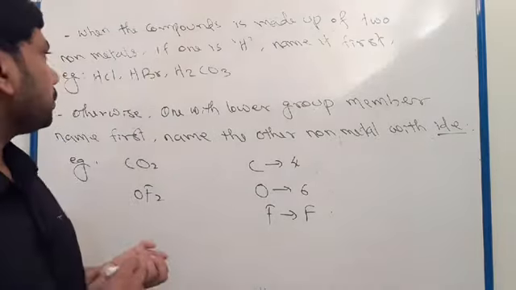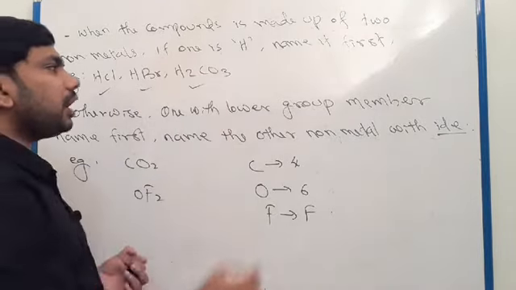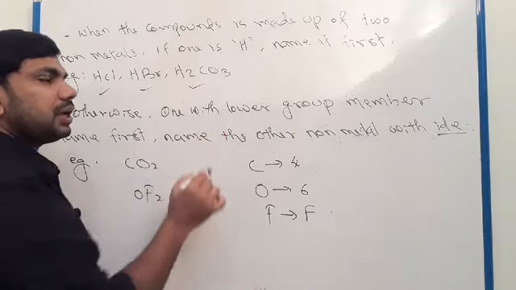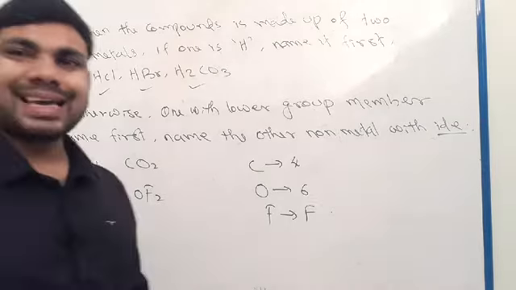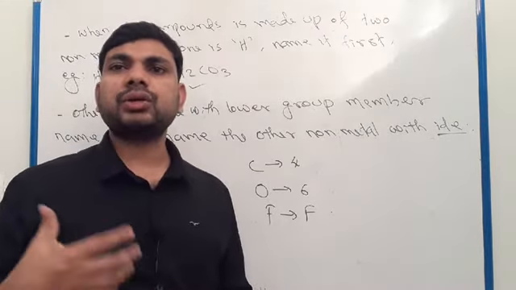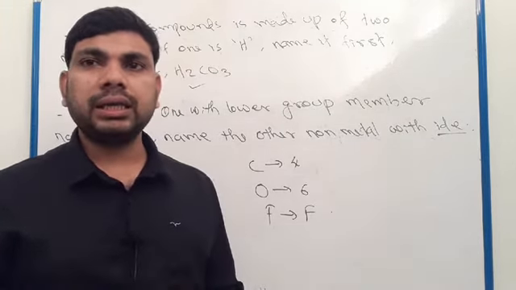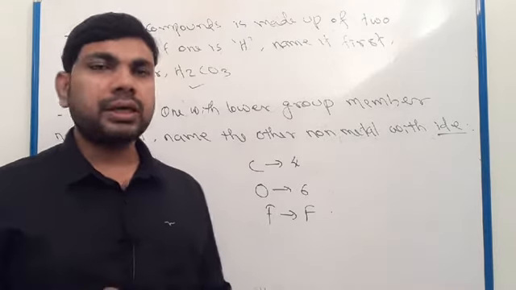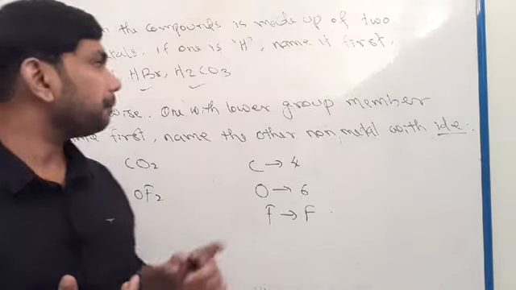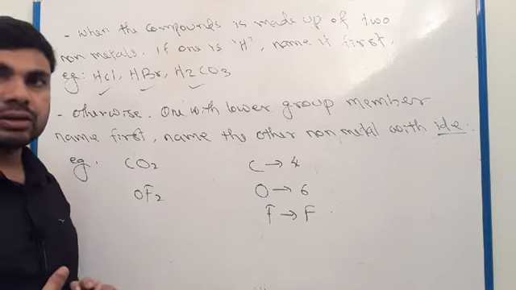For example: hydrogen chloride, hydrogen bromide, hydrogen carbonate. We say the name of hydrogen first, and the second element's name ends with -ide, as in hydrogen chloride. Except for this one, CO3, which is carbonate. And here, hydrogen bromide, hydrogen chloride, etc.